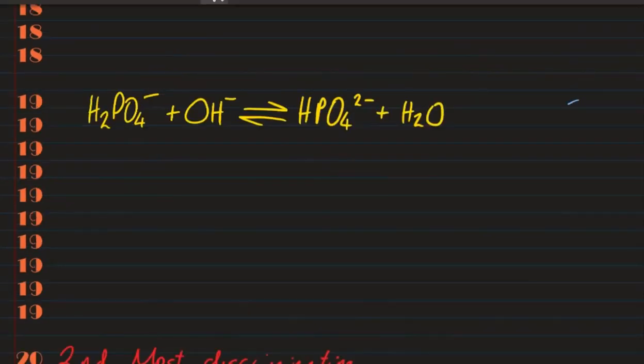What are the Bronsted-Lowry acids? Well, if it's equilibrium, there must be a Bronsted-Lowry acid on each side. And just to recap, a Bronsted-Lowry acid is a proton donor. And in this case, a proton is an H+.